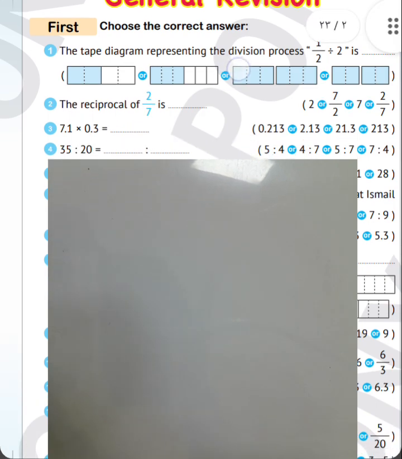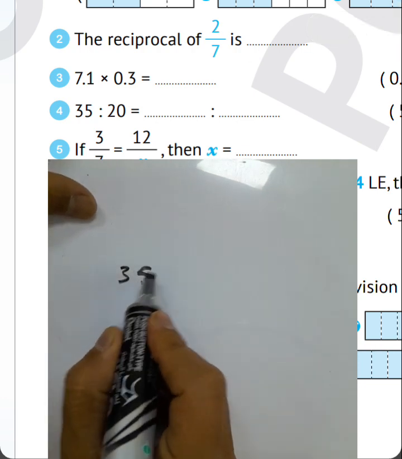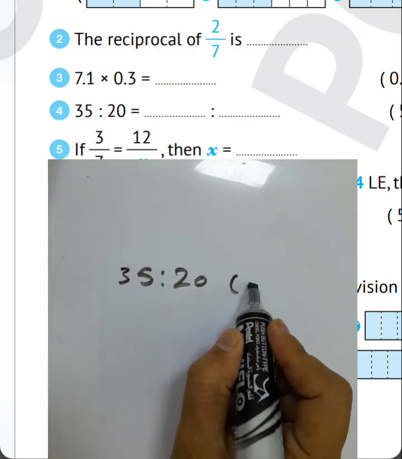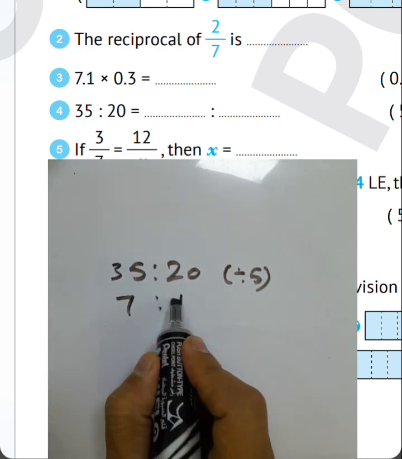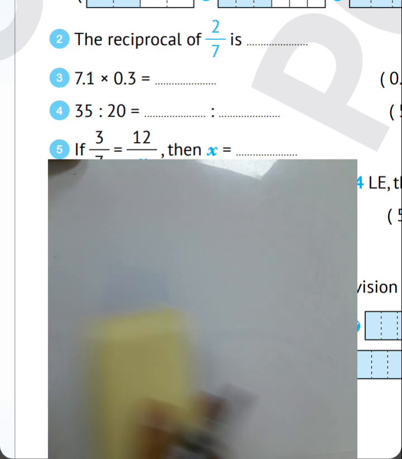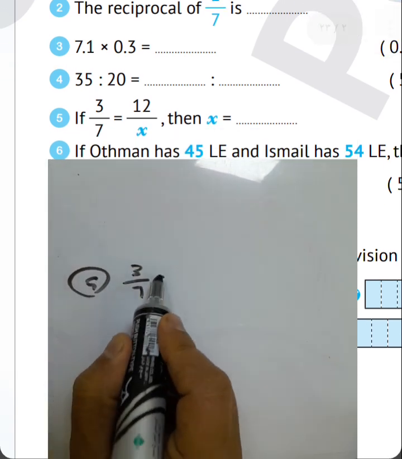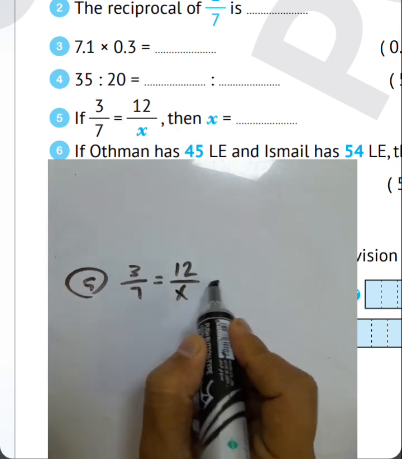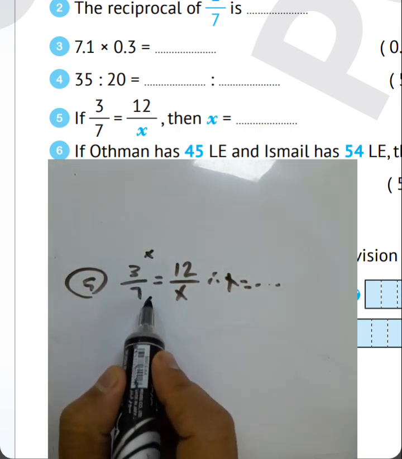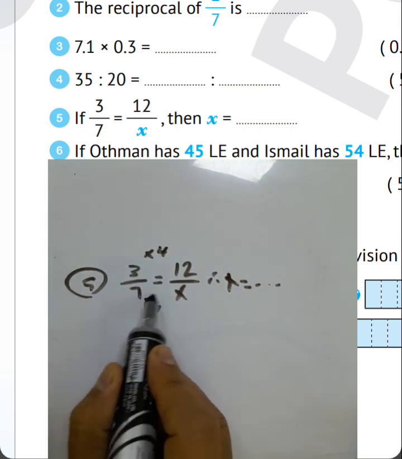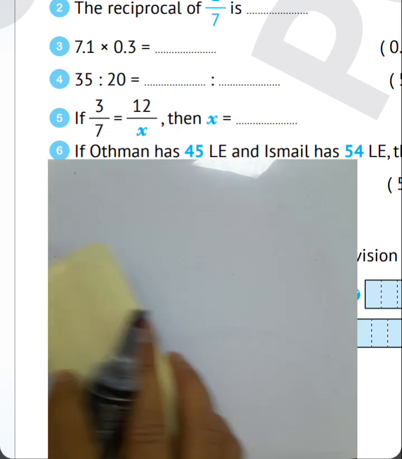Number 4, the ratio between 35 to 20, we can simplify it by dividing by 5. 35 divided by 5 equals 7, and 20 divided by 5 equals 4. The ratio will be 7 to 4. Question number 5. If 3/7 equals 12/x, then the value of x equals what? We know 7 times what here? 3 times 4 equals 12, then 7 times 4 equals 28. The result here will be 28.